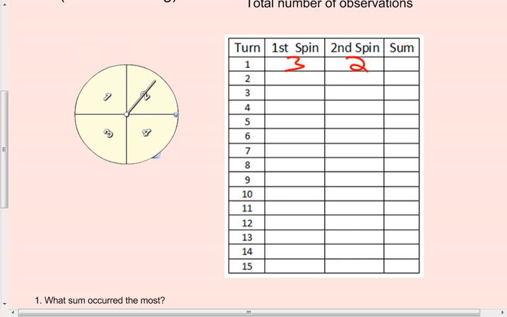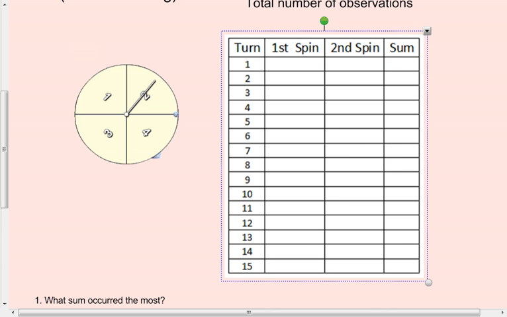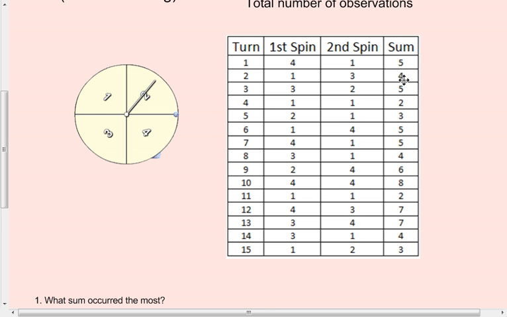Then they find the sum of the 2 spins. In this case, the sum is 5. And they do this 15 times. So they fill this whole chart in. Let's just say that I did this 15 times. Let's delete these. So let's say I did this 15 times, and these are the results that I have.